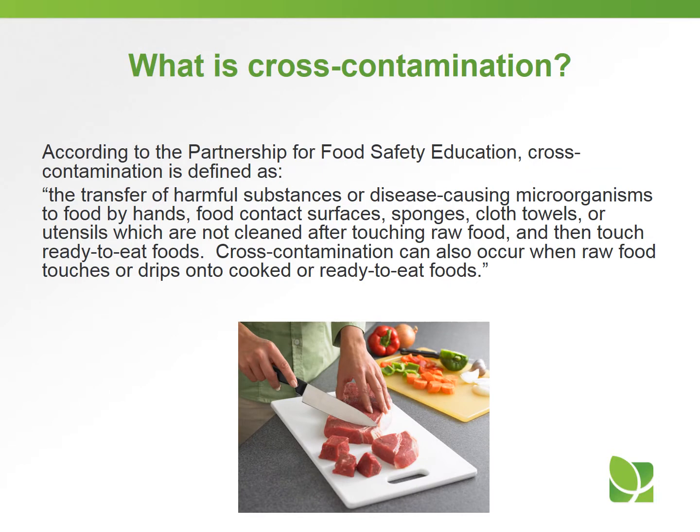What is cross-contamination? According to the Partnership for Food Safety Education, cross-contamination is defined as the following: the transfer of harmful substances or disease-causing microorganisms to food by hands, food contact surfaces, sponges, cloth towels, or utensils which are not cleaned after touching raw food and then touch ready-to-eat foods. Cross-contamination can also occur when raw food touches or drips onto cooked or ready-to-eat foods.